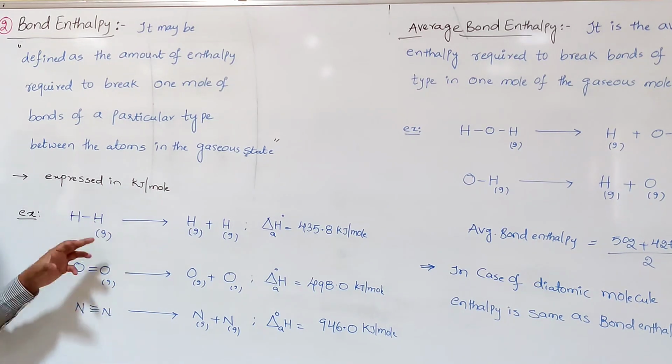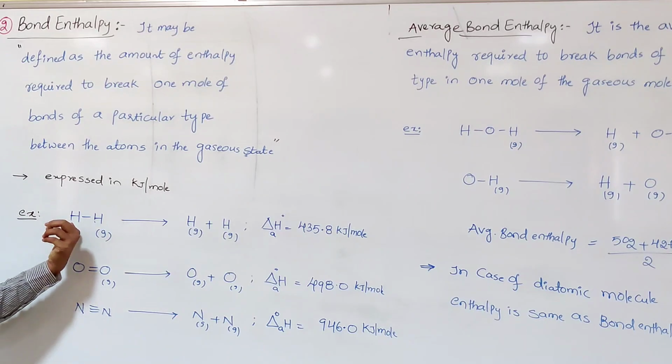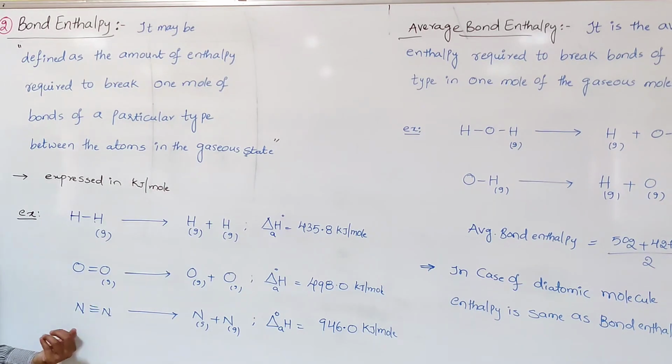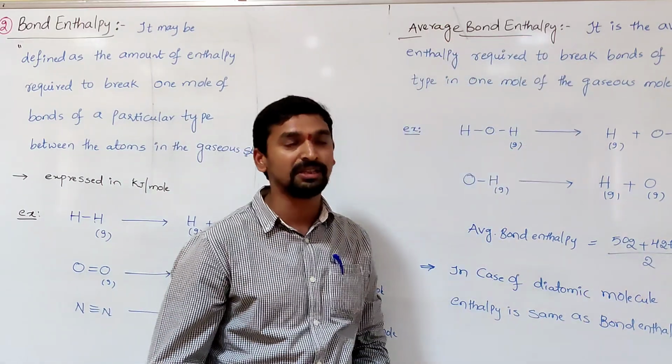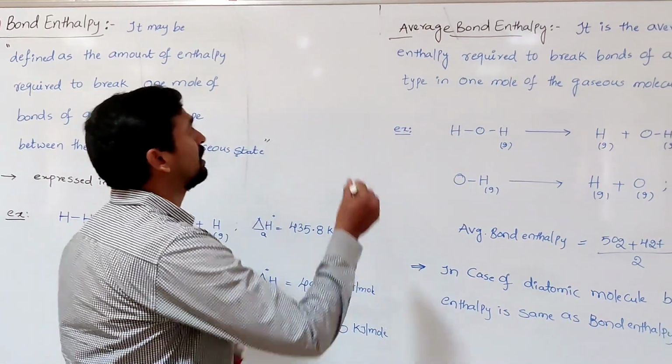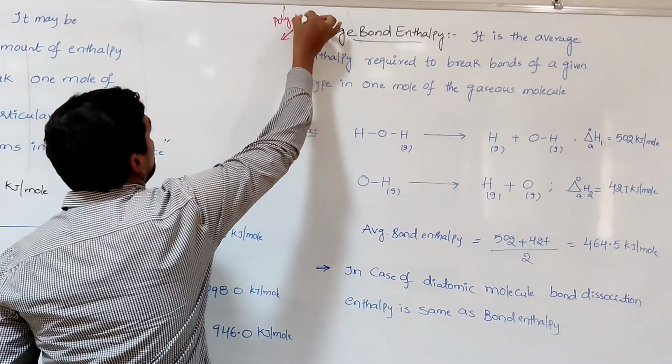These are very simple molecules. These are diatomic molecules, and in those we can easily explain. If polyatomic molecules or polyatomic ions are present, it is not easy to explain as we did for H-H, O=O, N≡N. In that case, instead of bond enthalpy, we use a new term, average bond dissociation enthalpy or average bond enthalpy. For which molecules can we apply this? Polyatomic molecules.